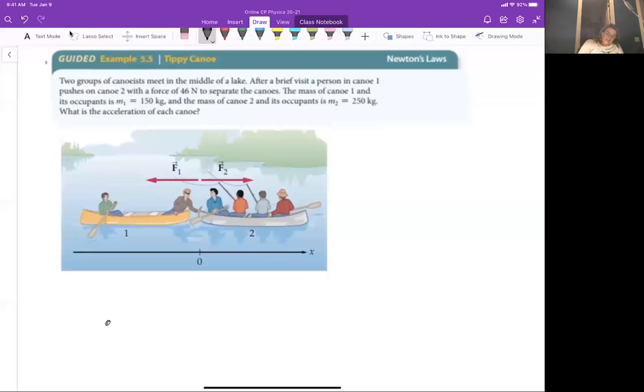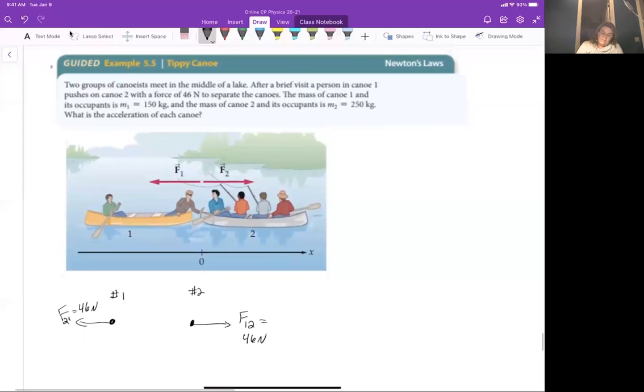So I'm going to draw a dot to represent canoe number 1. And I notice that I have a force pushing to the left. This is force 1. And I have a dot that represents canoe number 2. This is the force from canoe 1 acting on canoe 2. This is the force from canoe 2 acting on canoe 1. Well, they told me this force was 46 newtons. Well, this force has to equal 46 newtons.